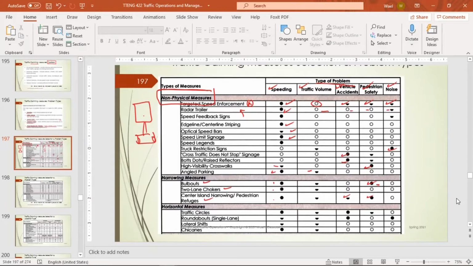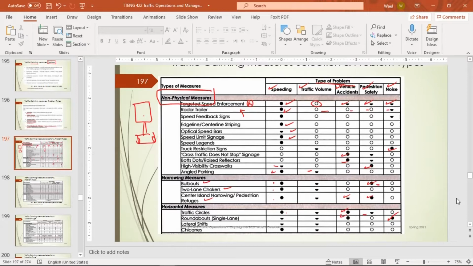For the horizontal measures, which are similar to traffic circles, roundabouts, a single lane roundabout, lateral shifts, and chicanes. For speed, the traffic circles and the chicanes are both good. The roundabouts and lateral shifts are not that significantly good, but they have some sort of influence. For vehicle accidents, traffic circles and roundabouts are optimum. Traffic circles for road safety are okay. Roundabout for noise is efficient, as you can see.